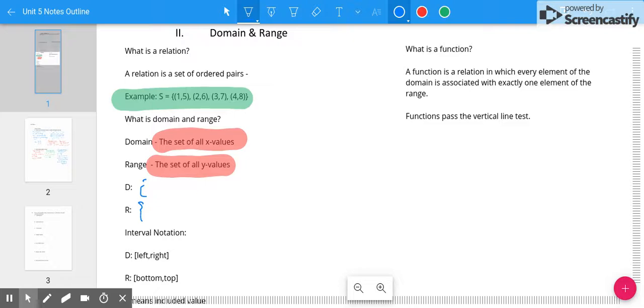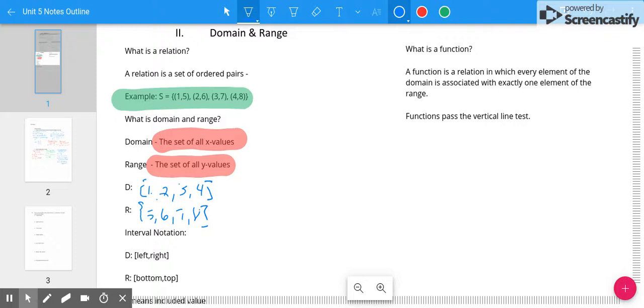So the domain for what I highlighted in green would be 1, 2, 3, and 4. The range, then, we take the y values out of that, and the y values are 5, 6, 7, and 8. And always close with our squiggly brackets. Okay, so we have 1, 2, 3, and 4, 5, 6, 7, 8.